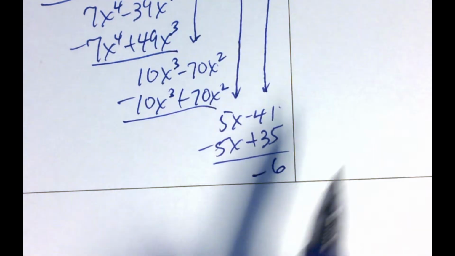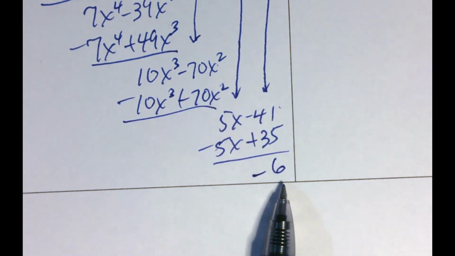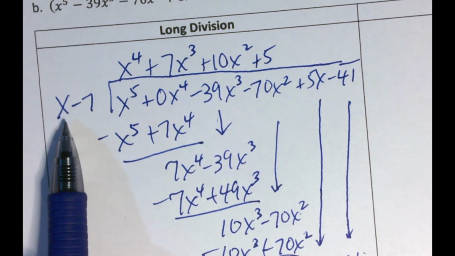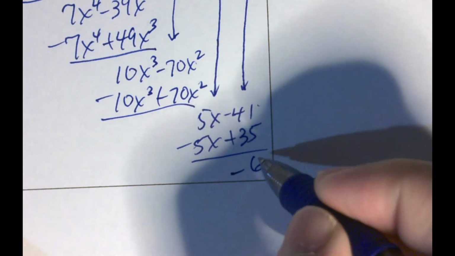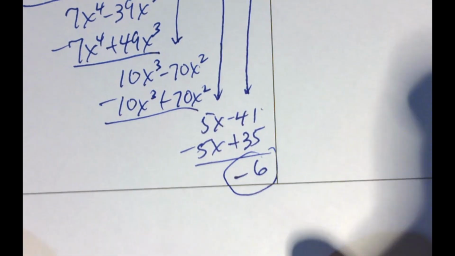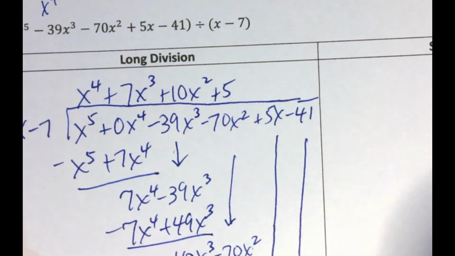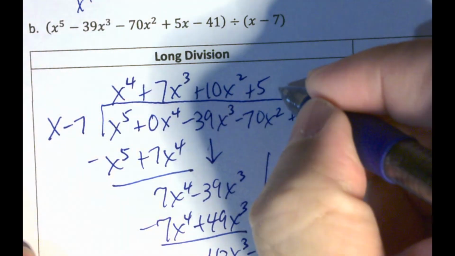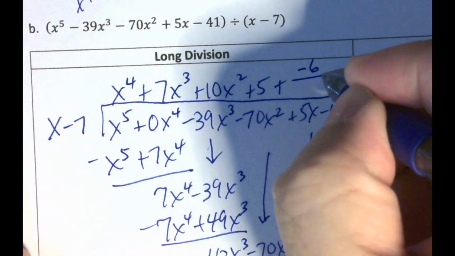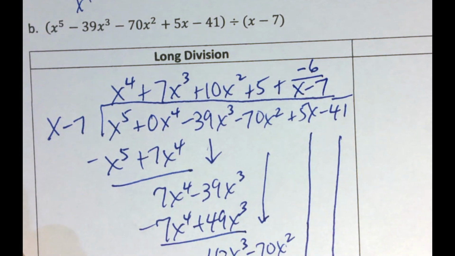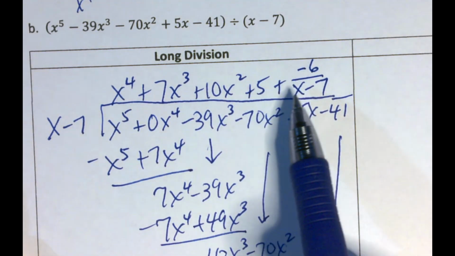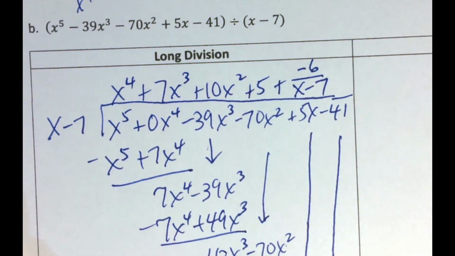Now, I am done because there's no x's left over. There is no way to match another x, right? So that's it. So this is a remainder. The negative 6 is a remainder. And how we write the remainder in these problems is like this. You can write plus negative 6 over the divisor. Okay, you are welcome to write minus 6 over x minus 7, but this is just as okay, right? Plus a negative 6 over x minus 7. All right, that's example B.